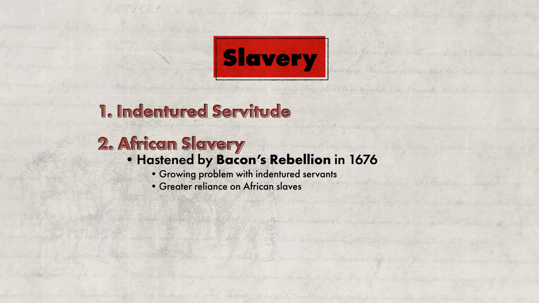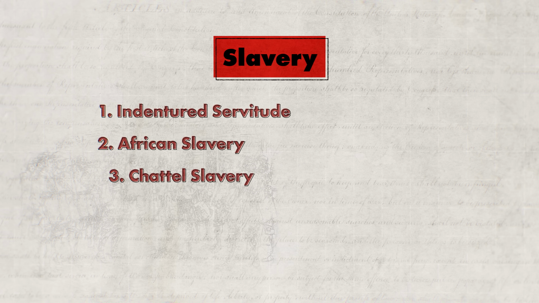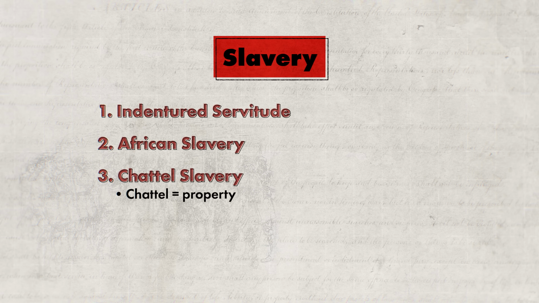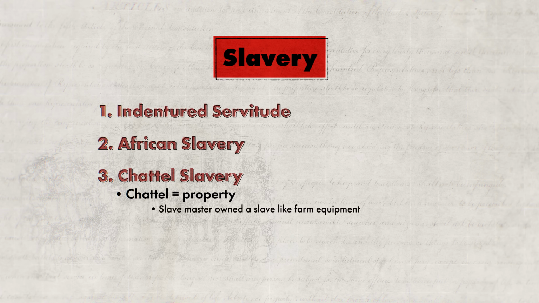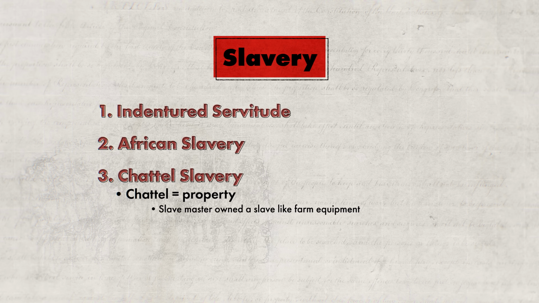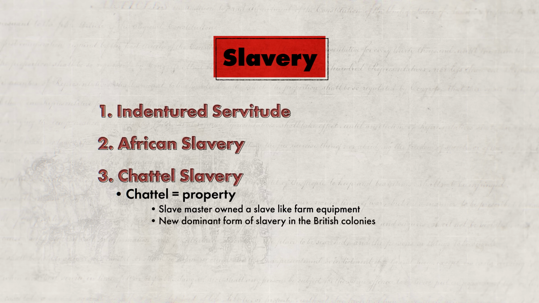First, they developed a new definition of slavery, namely chattel slavery. Now the word chattel means property, which means that the slave master owned a slave as one might own a piece of farm equipment, and this became the dominant form of slavery in the British colonies.